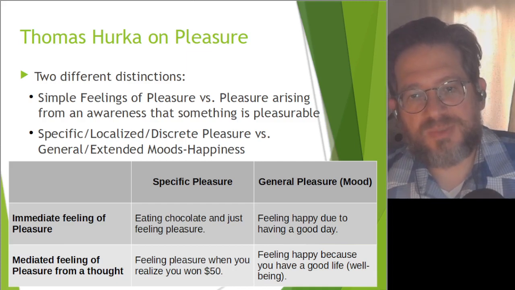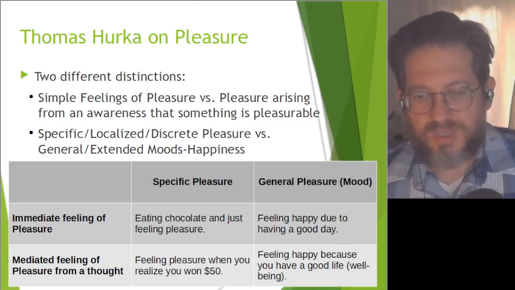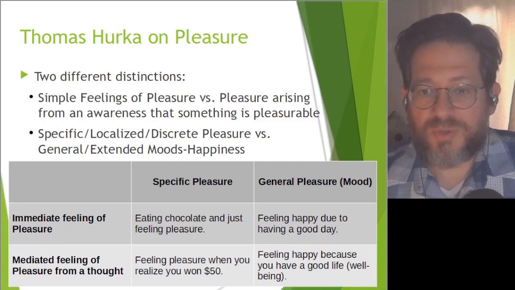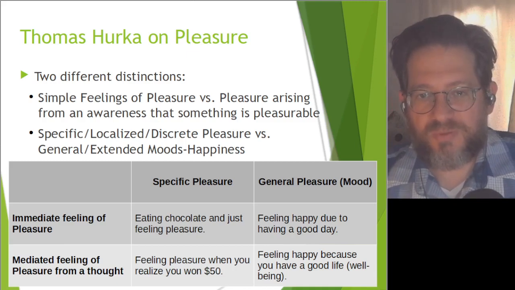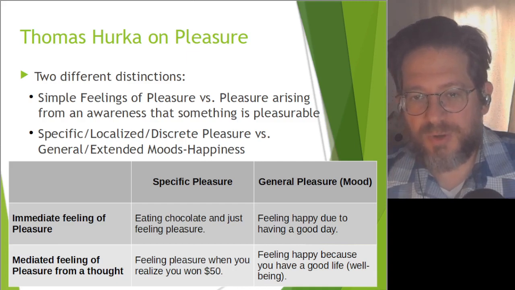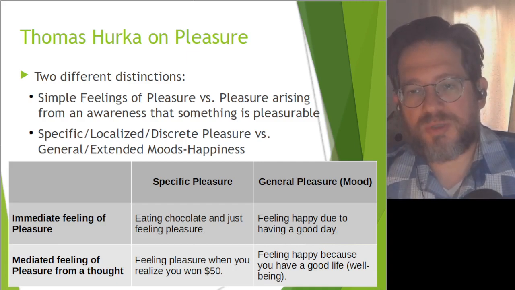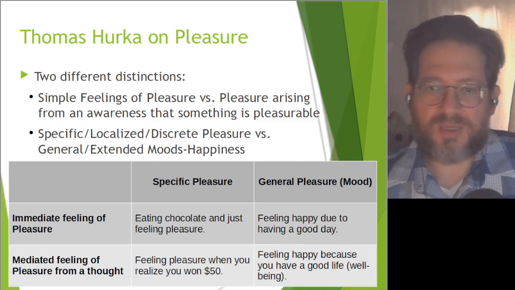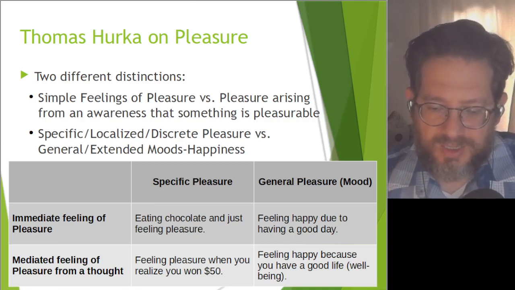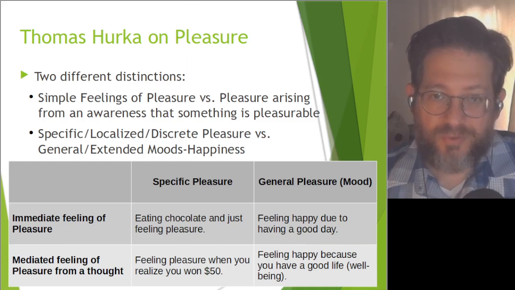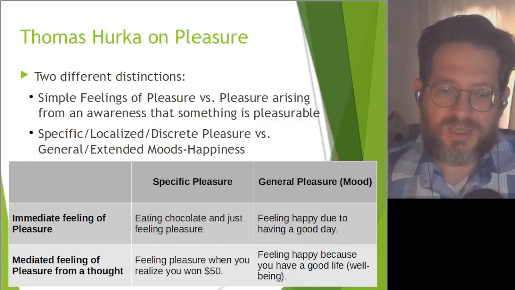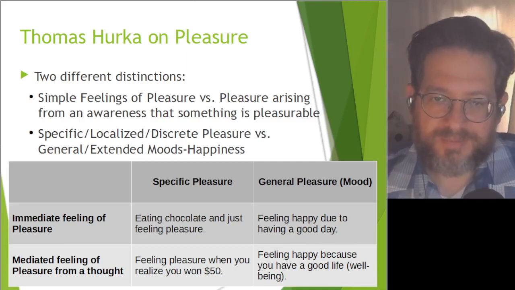Hurka on pleasure. He makes some distinctions about pleasure because it's good to get to know what pleasure is and how we can classify it. So he has two ways of classifying. One is that there's simple feelings of pleasure, and the other is that there's pleasure arising from an awareness that something is pleasurable. He calls it the pleasure that, and so on. And so one is just straight out feeling, and the other is that you have a realization. It's an awareness of something that makes you happy, and you're aware that that's what is making you happy.